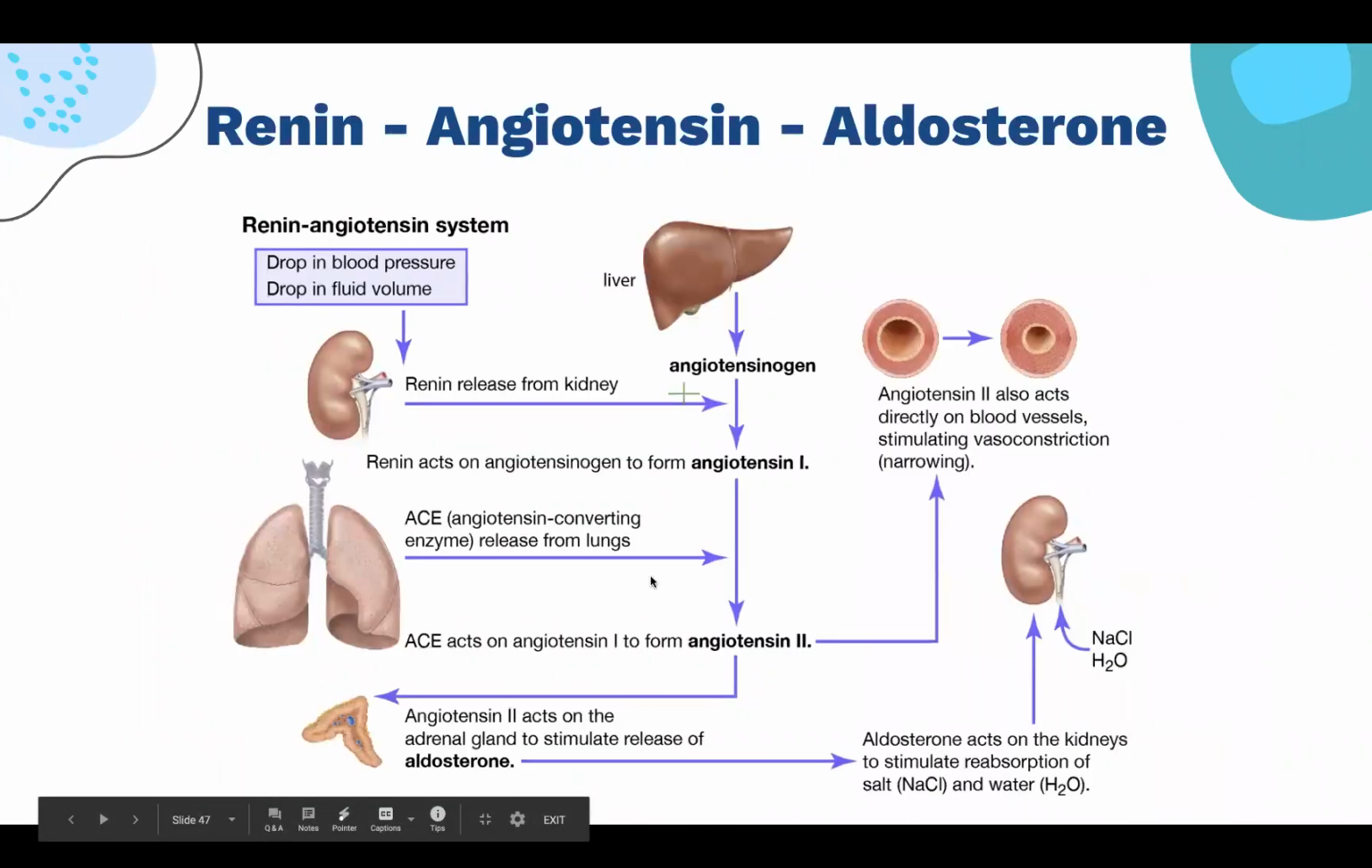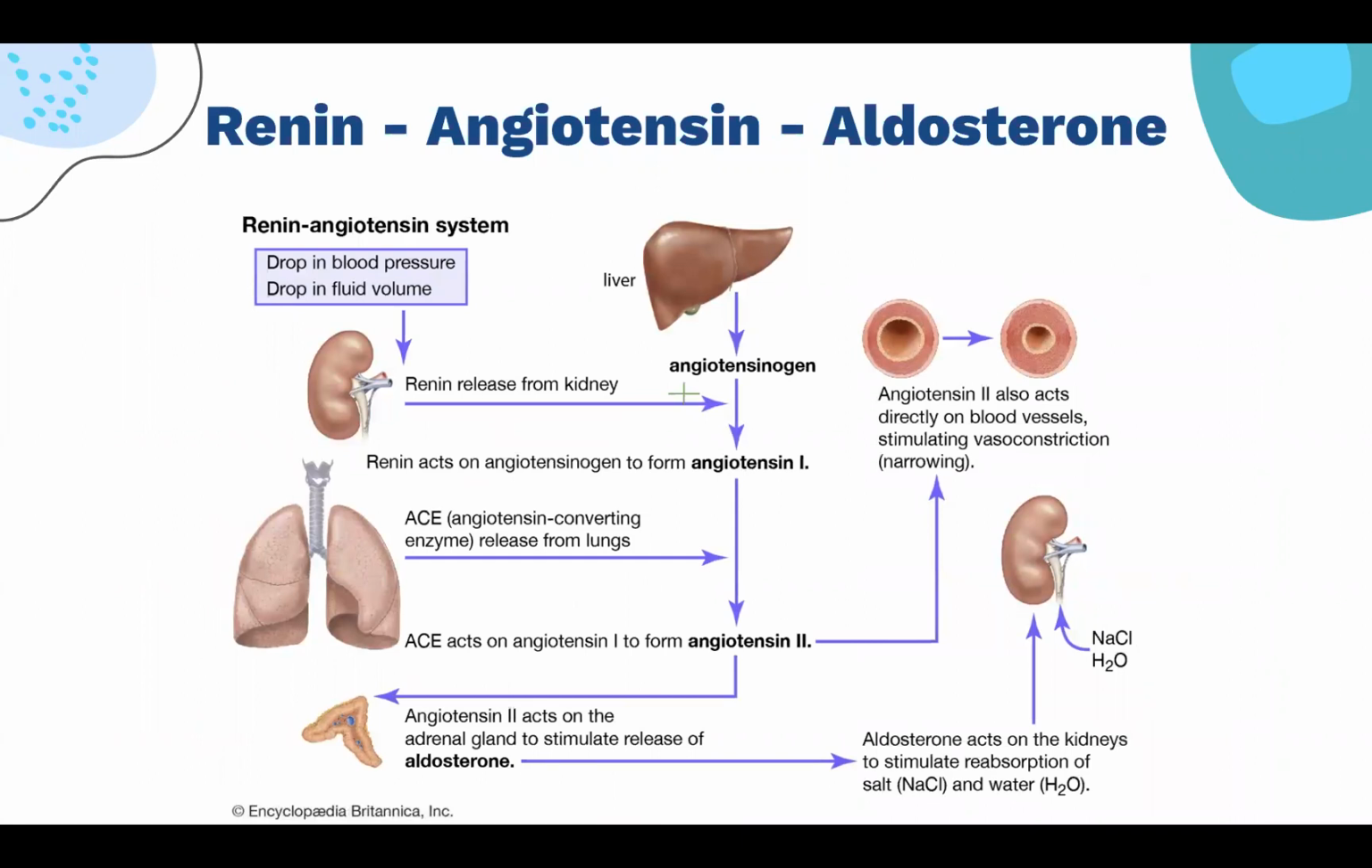All right. So, aldosterone is a part of the renin, angiotensin, and aldosterone system. So, let's say a person's blood pressure drops. This drop in blood pressure will cause the kidney to release a hormone called renin.